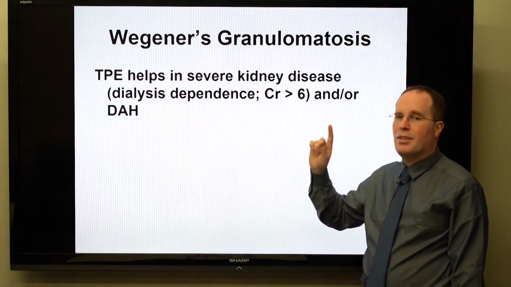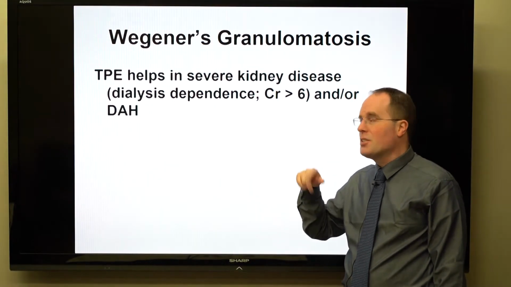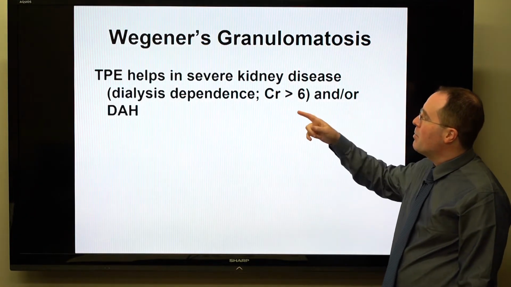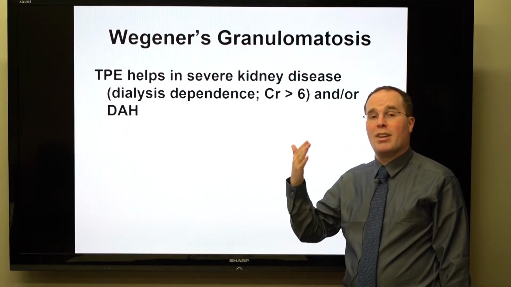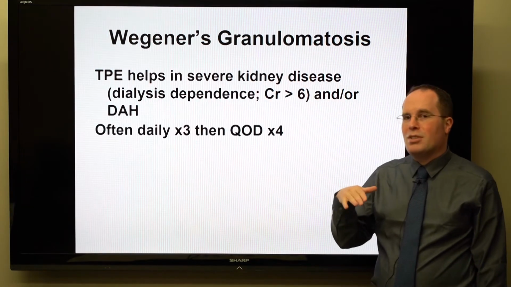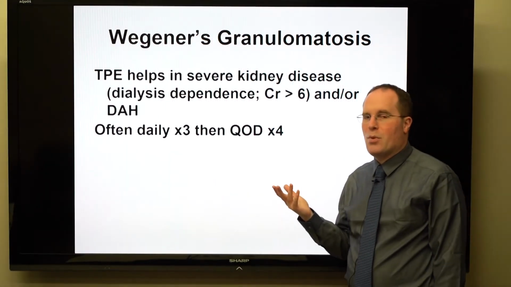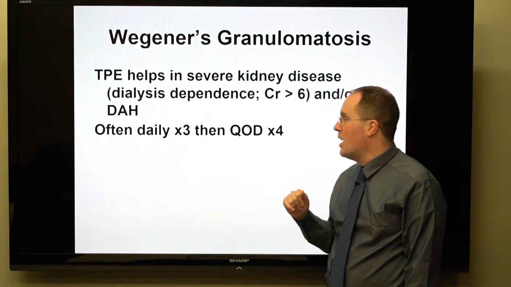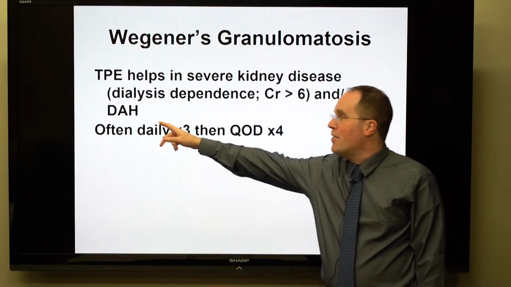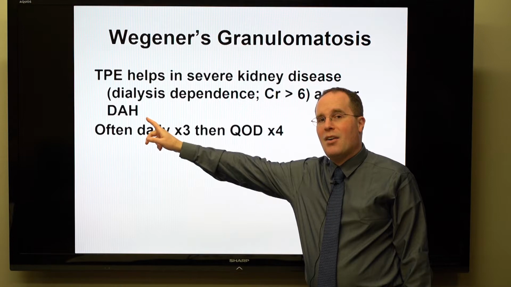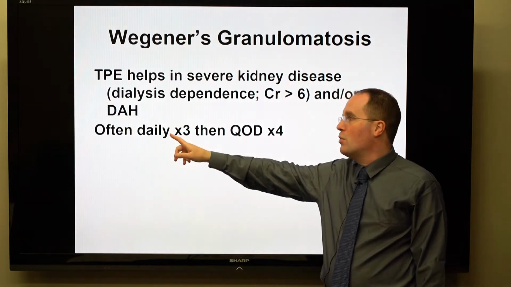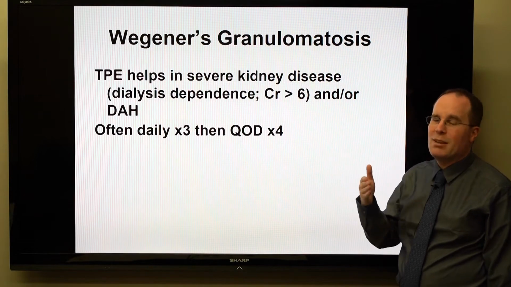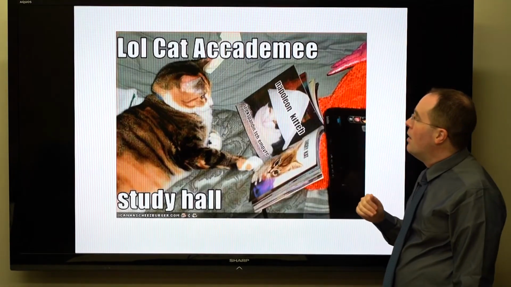Plasmapheresis helps regain kidney function in Wegener's, so it helps in severe kidney disease. Plasmapheresis also, of course, helps with diffuse alveolar hemorrhage. The treatment schedule is typically 7 procedures in 14 days. And if they have diffuse alveolar hemorrhage, right? If they have lung bleeding, then we'll usually do 3 daily procedures initially.